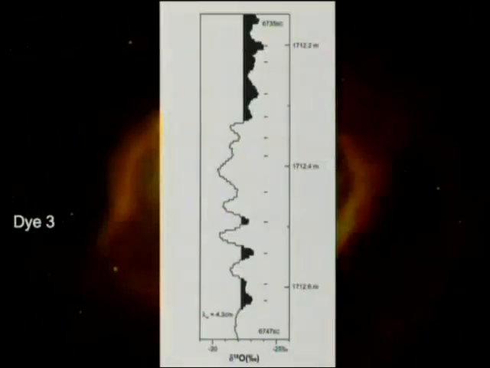In Dye 3, you have the same problem with oxygen 18. You can see that there are trends, and there are small wiggles in between the trends. And the question is, which one of them is really annual, or are neither of them annual, and you're looking at some other pattern? The answer is we don't know.